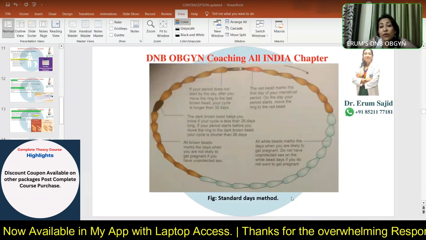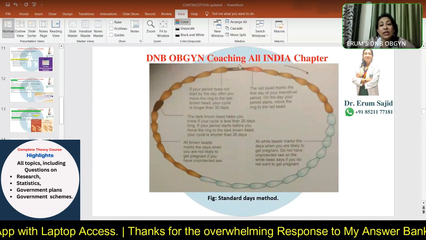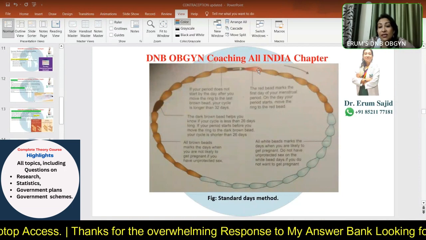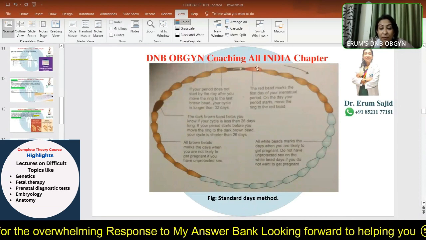Very, very important. Can you see over here? I'll give you this figure first. So this is that bead or the rubber thing that keeps moving on. This is the start of the period. Can you see the red bead? It marks the first day of your menstrual period, okay?